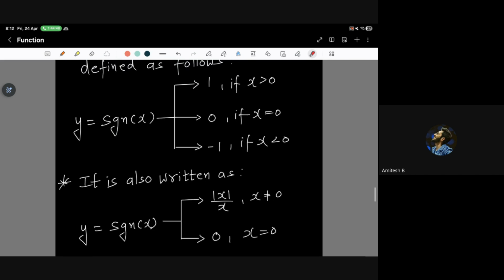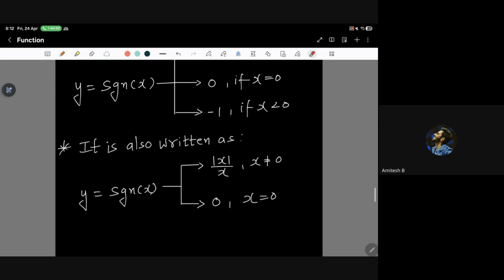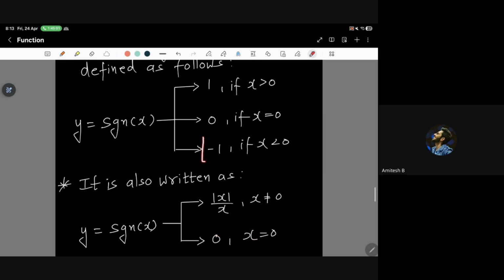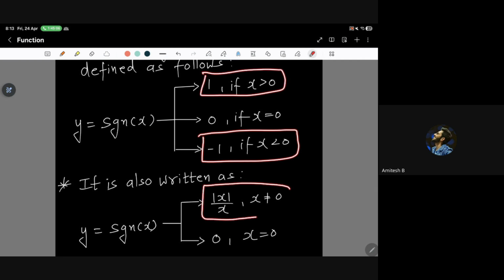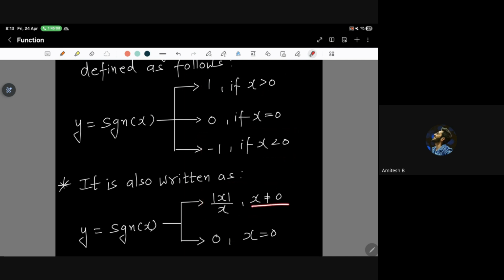Now this signum function can also be written in a different form as mod x upon x when x is not equal to 0, and when x is 0 then it is 0. So what we have basically done is we have combined these two branches into this single branch. How? When x is not 0, it means either x is positive or negative. When x is positive, mod will open with positive x, so it becomes x upon x, that is one. When x is negative, mod will open with a negative sign, it will become minus 1.